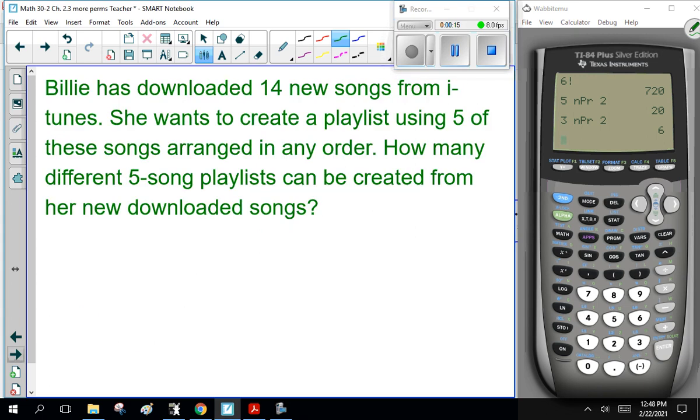So moving on, Billy has downloaded 14 new songs from iTunes. She wants to create a playlist using 5 of these songs arranged in any order. How many different 5-song playlists can be created from her newly downloaded songs? Well, what has she got? She's choosing... How many different? What have we got? We have 14 songs. We're choosing 5.